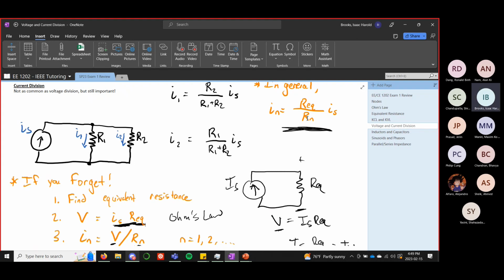Does anyone have any questions about this? You can use this formula, or you can just collapse the network, find the voltage, and do voltage divided by resistance to get current. Okay? But we can come back to this if we have time.